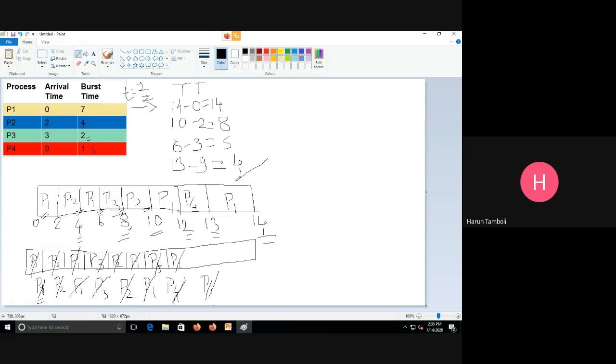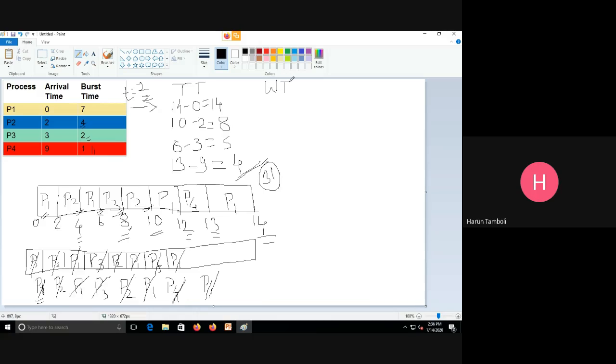Total turnaround time you can calculate. Is it 31? Yes, it is 31. Okay, so it is the total turnaround time. Divided by 4, you will get the average turnaround time.